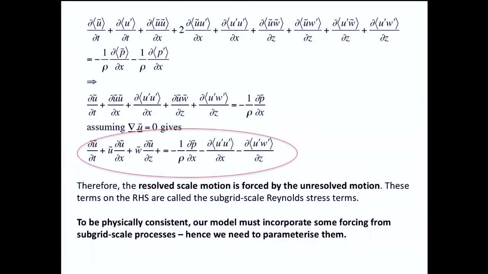And what you see is just our advection of the resolved flow equals the pressure gradient plus these 2 additional terms from the unresolved flow. And that's the Reynolds averaging terms, or the Reynolds stress terms, they're called. And what you can see is now we have this additional forcing on the right-hand side where the resolved flow is forced by the unresolved flow.